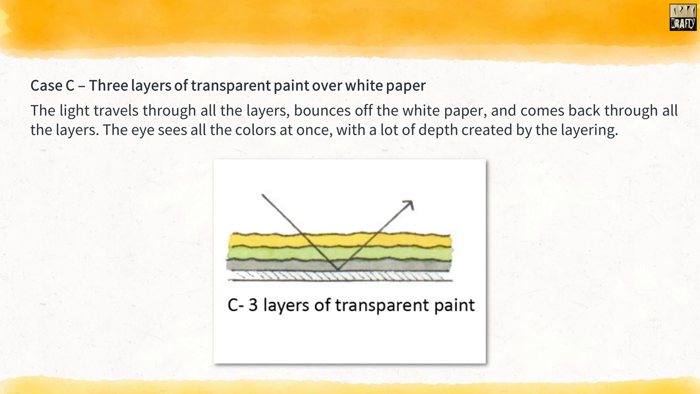Case C. Three layers of transparent paint over white paper. The light travels through all the layers, bounces off the white paper, and comes back through all the layers. The eye sees all the colors at once, with a lot of depth created by the layering.